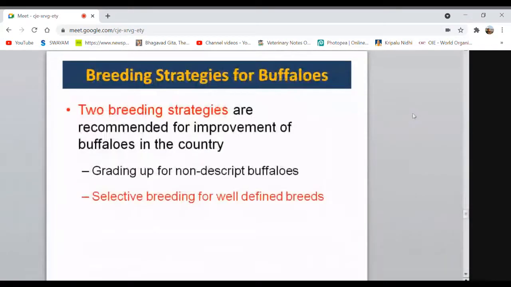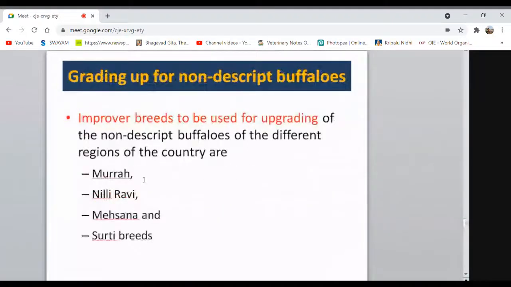Then in case of buffaloes, as we know, we have world-class buffalo breeds in our country. So the two breeding strategies recommended for the improvement of buffaloes in our country are grading up for nondescript buffaloes and selective breeding for well-defined breeds. Then for doing this grading up, the improver breeds to be used are Murrah, Nili-Ravi, Mehsana, Surti breeds, and I'm showing the photographs here.